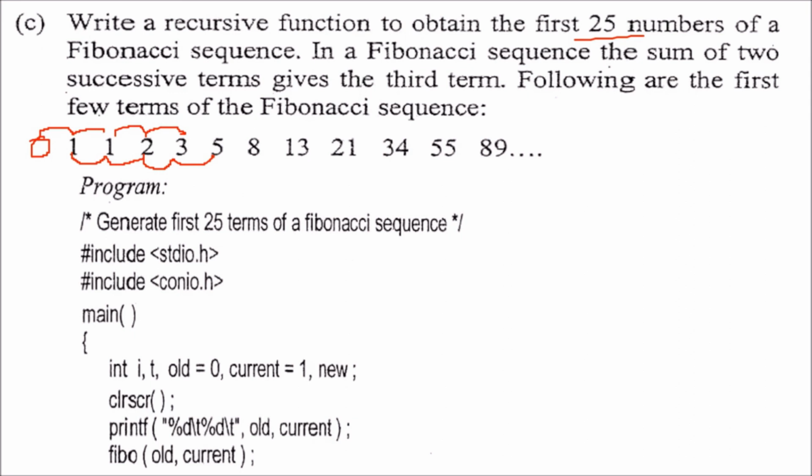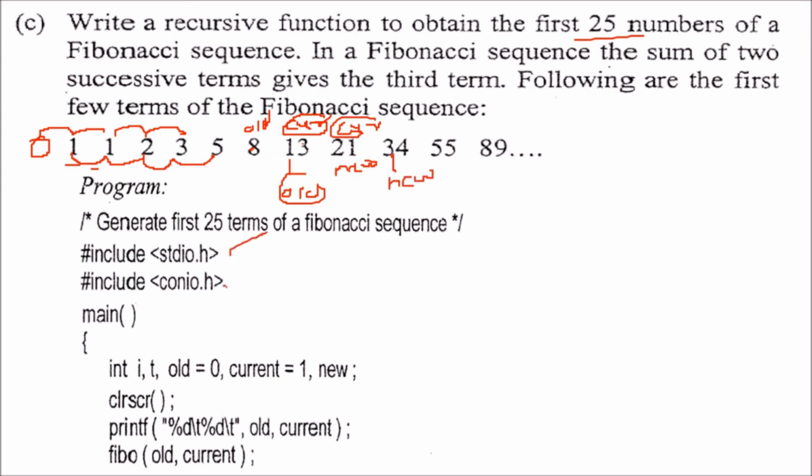So the logic would be, we have to take previous two numbers and add. Say if this is old and this is current. So this old and current has to be added, and let us assign it to some new. Next time when I try to find out the next value of the Fibonacci series, I have to change this current to old, I have to change this new to current, and then I have to add this old and current and give it to new. This is how it should go on. So 25 numbers we have to print.